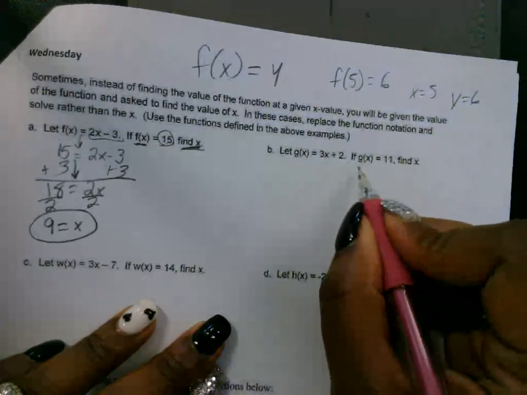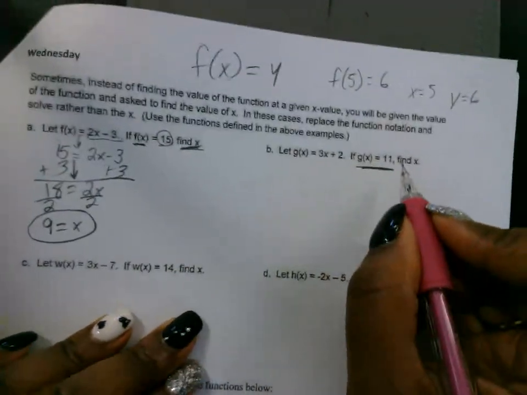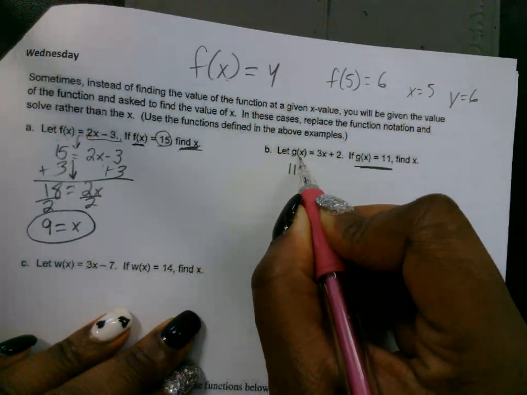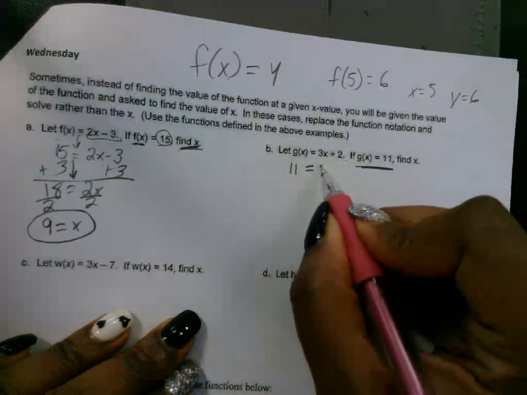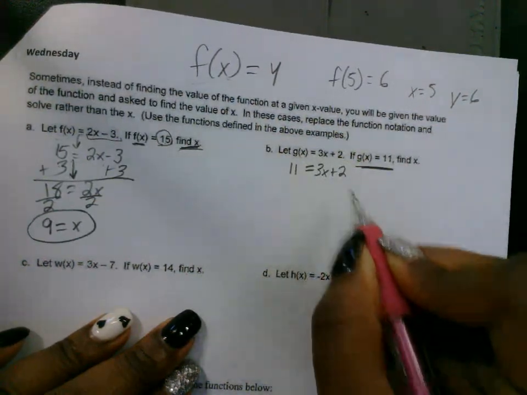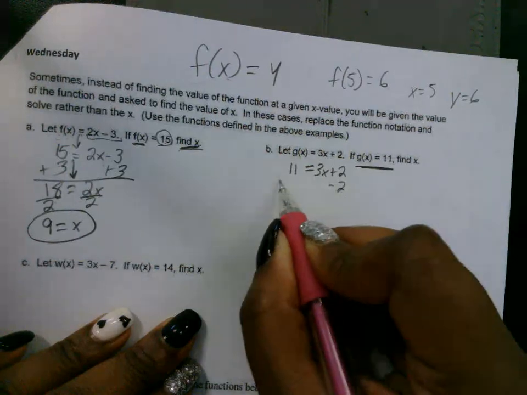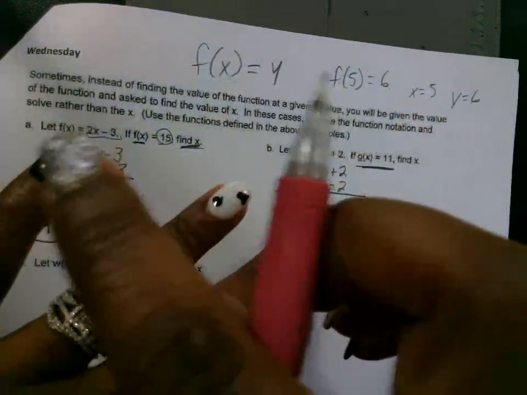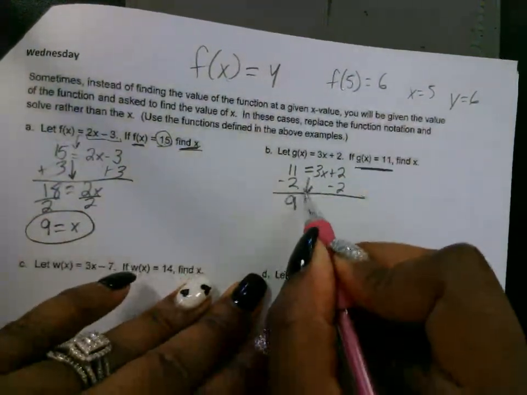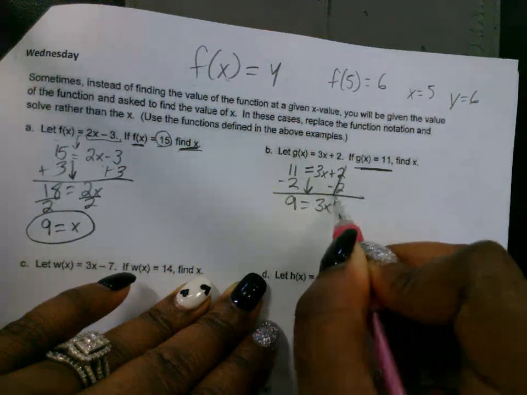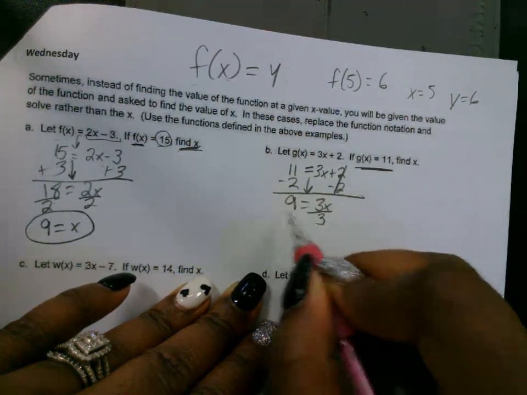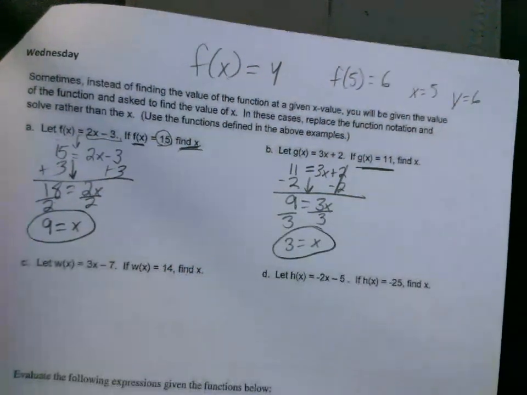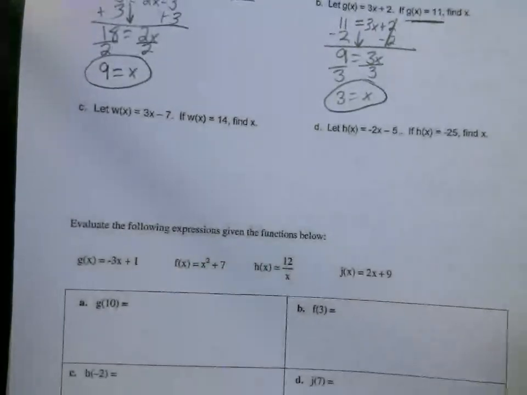Okay? g of x is 11. So we're going to replace g of x with 11. So put 11 here. g of x is the same as saying y. So we're going to substitute and figure out what x is. To get x by itself, we're going to subtract 2 on both sides. 11 minus 2 is going to be 9. So this is 9. You got 3x, because this is 0 here. You're going to divide both sides by 3. This gives us 3. x here is equal to 3. And that's how you do these, and so on and so forth.